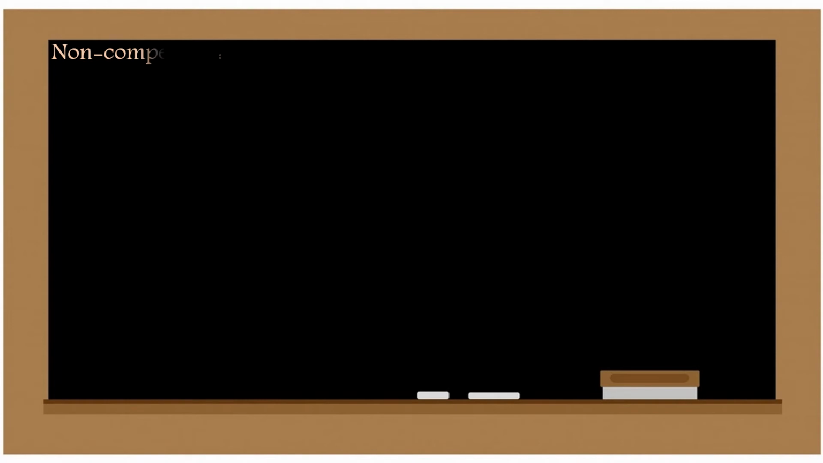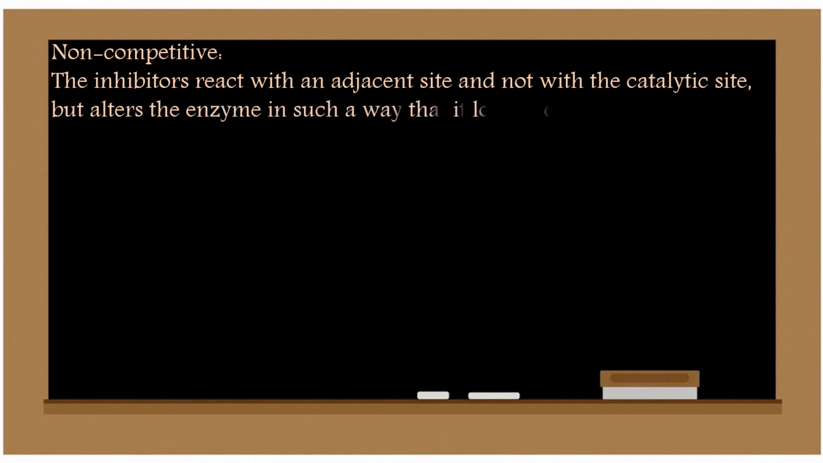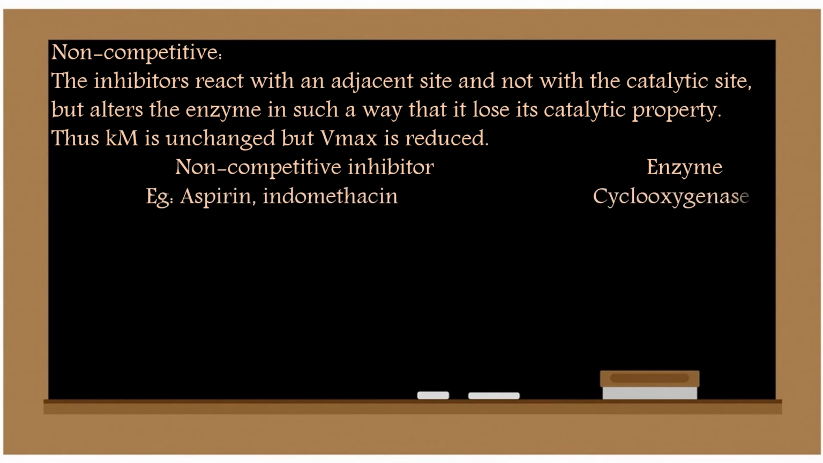Next one is non-competitive inhibition. As the name suggests, here the inhibitor reacts with an adjacent site and not with the catalytic site, but it alters the enzyme in such a way that it loses its catalytic property. Here the Km is unchanged but Vmax is reduced.